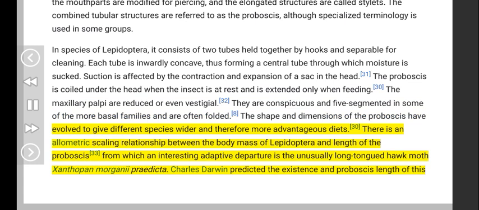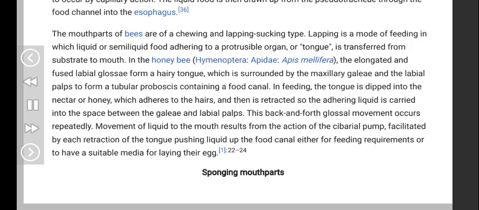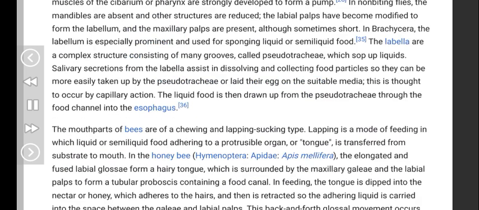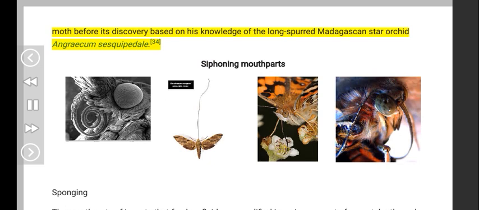An allometric scaling relationship between the body mass of Lepidoptera and length of the proboscis. 33, from which an interesting adaptive departure is the unusually long-tongued hawk moth Xanthopan morgani praedicta. Charles Darwin predicted the existence and proboscis length of this moth before its discovery, based on his knowledge of the long-spurred Madagascan star orchid Angraecum sesquipedale. 34. Siphoning mouthparts.